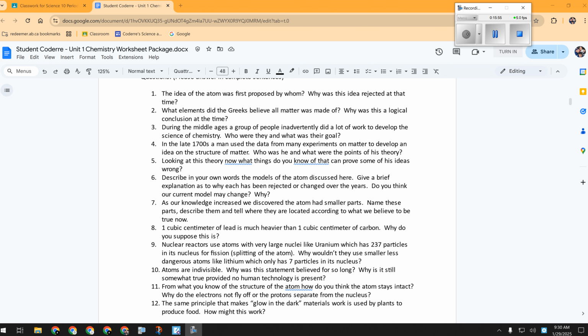Okay, guys, let's quickly go through these. If you need to add anything or change anything, just do that on the fly here. The idea of the atom was first proposed by whom? Democritus, and it was rejected because he couldn't prove it. Yes, Democritus is the right answer.